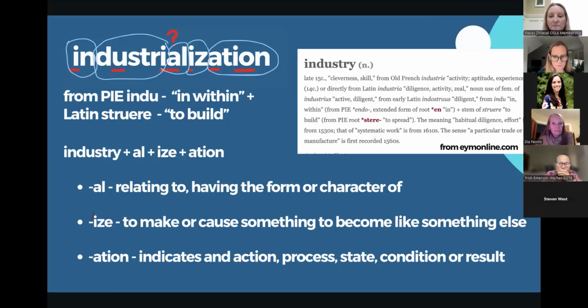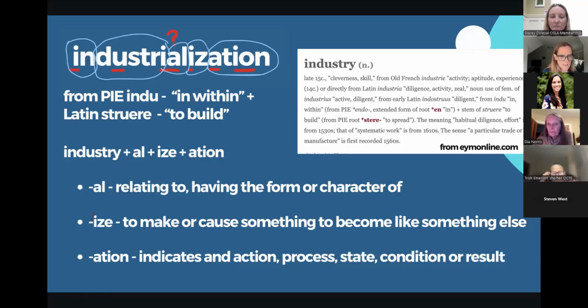It's an example of what it will give you when you type in the word. It talks about its connection to all different languages, and there's even more that I didn't screenshot there. So industry comes from the Proto-Indo-European, that's PIE, Indu. So the prefix is really Indu, not in. And it means in or within, and it comes from the Latin struere, which means to build.